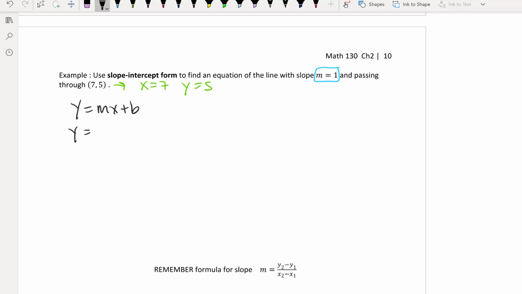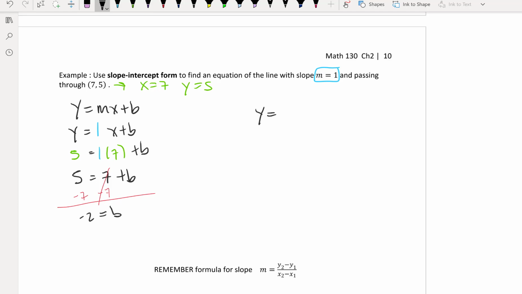So I know that my slope value that I'm plugging in is 1. And then when I plug in my x and y value, that y is 5 and that x value is 7. So I'm going to have 5 is equal to 7 plus b. Subtract 7 from both sides. So 5 minus 7 is -2, which is equal to b.